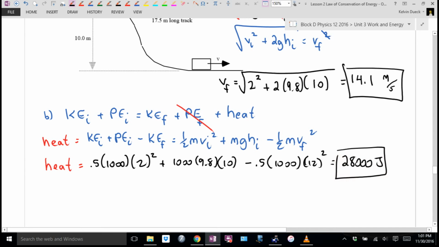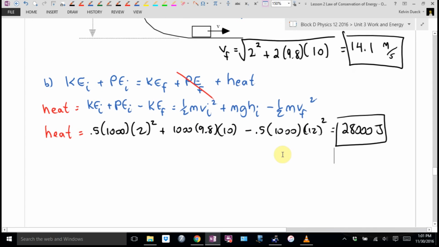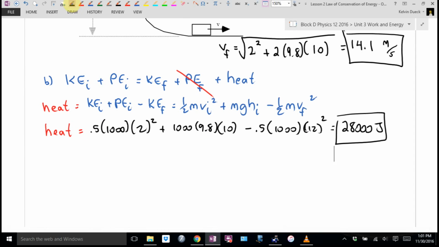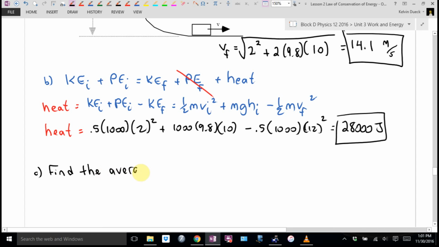We're going to add a part C. I keep forgetting to add it to the actual lesson. Here's our part C. Find the average force of friction.